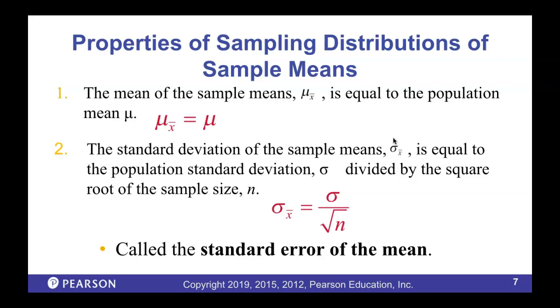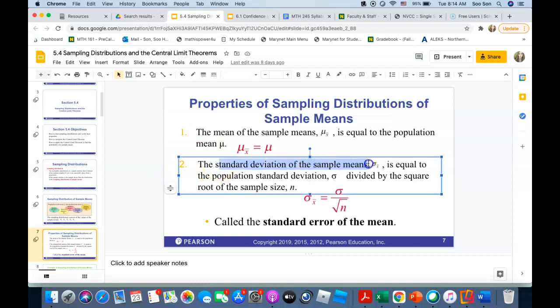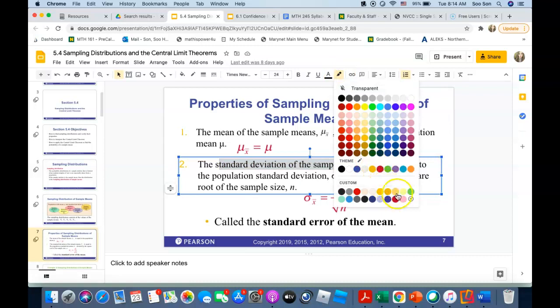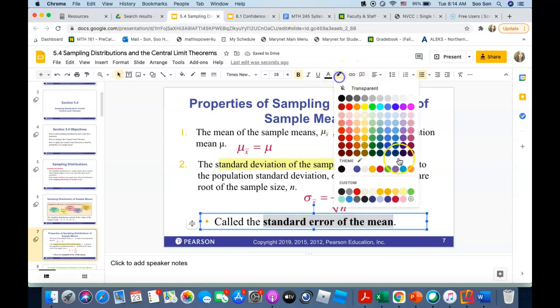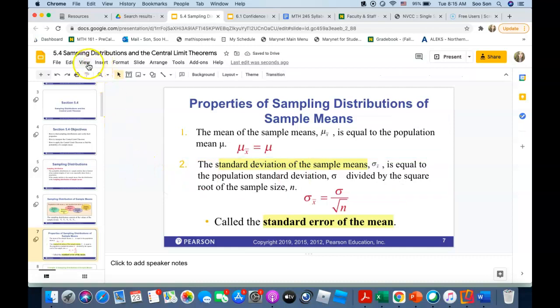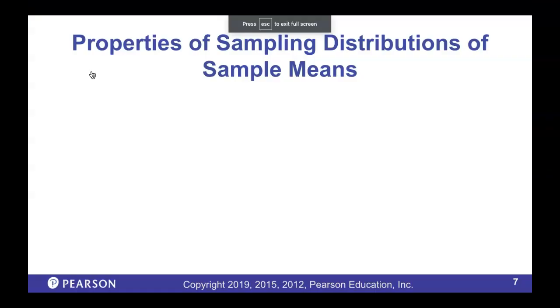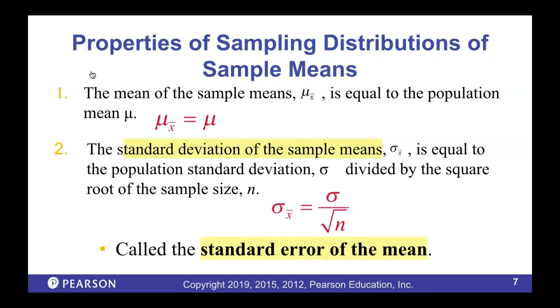Because you see how wordy this is, the standard deviation of the sample means, we are going to just call this, from now on, the standard error of the mean. Same thing. Let me go ahead and highlight them both. The standard deviation of sample means is the same as the standard error of the mean. So they're talking about the same thing. If you see different wording, don't worry. It's just the population standard deviation divided by the square root of n. That is what standard error is.